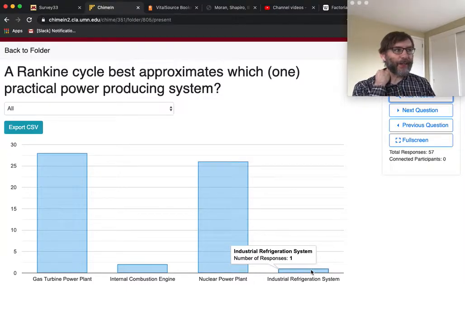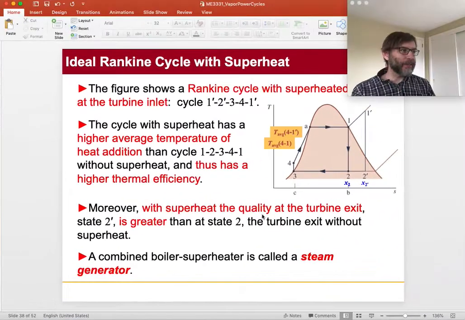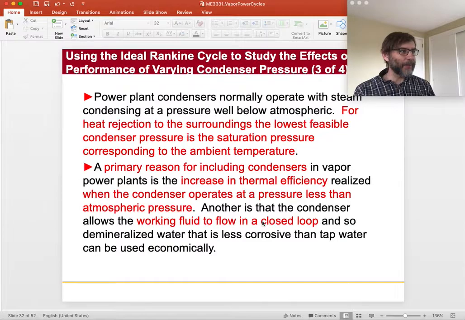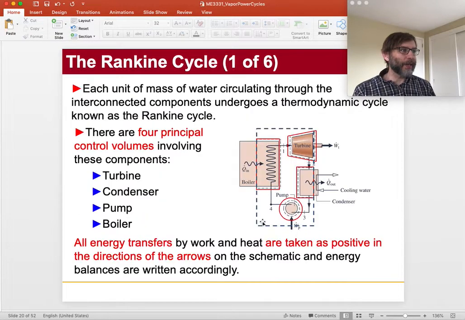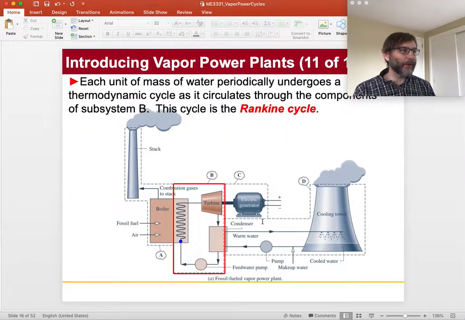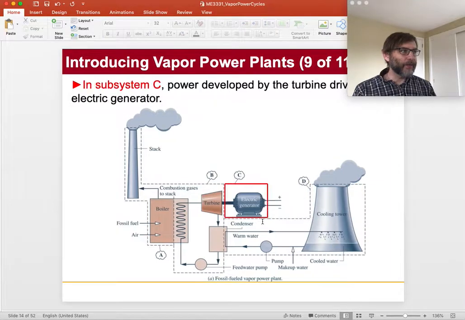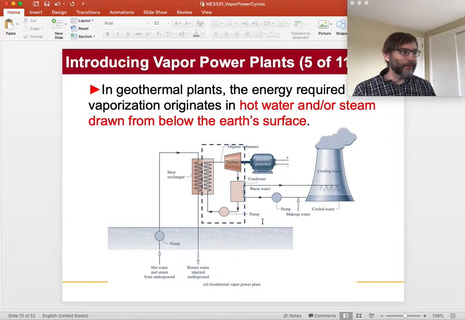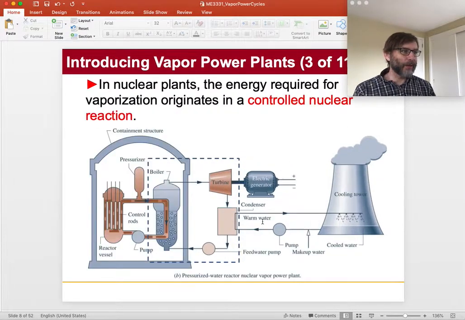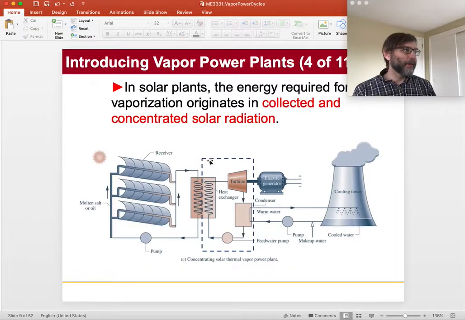So the Rankine cycle, as I said in my previous slides, idealizes the steam power plant. A steam power plant looks like the following, right? So here's a vapor power plant. Here's the solar, here's the nuclear one, right? So remember I said that I made a dash box and I put it around the cycle? That's what's going on here.